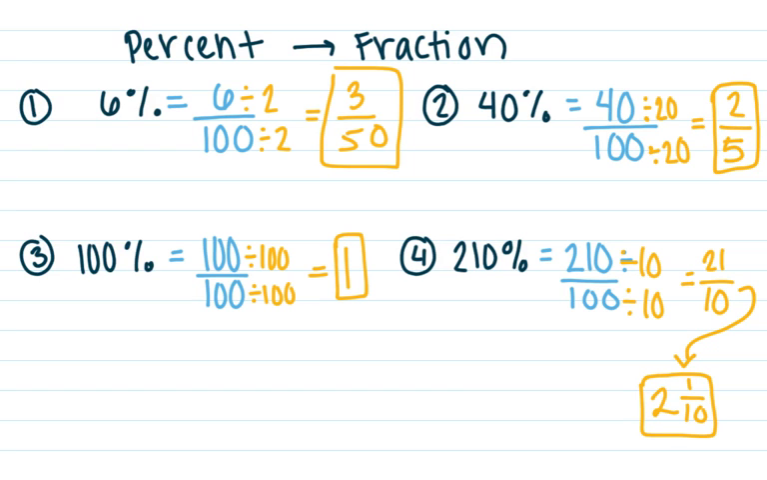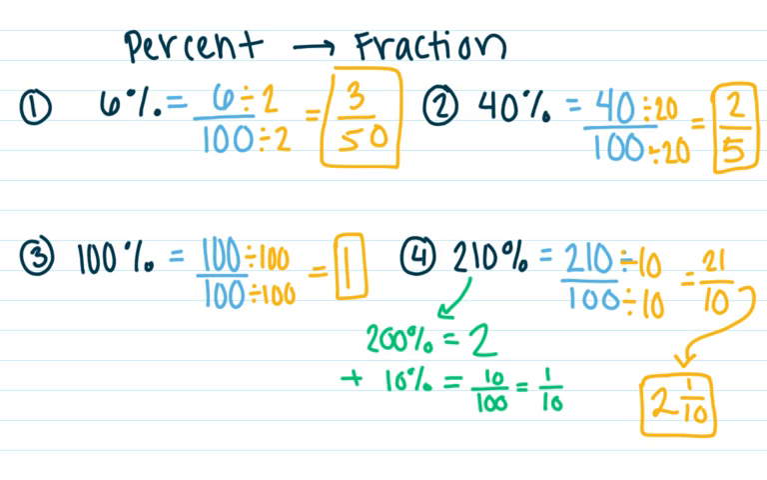Another way to think about this one is if I know that 200% equals 2 wholes, because if 100% equals 1 whole, that means 200% would equal 2 wholes. All I would have to do is figure out what that 10% is as a fraction. It would be 10 over 100, simplified down to 1/10. And so I can get my answer like that as well, 2 1/10. I would just need to write these two things right here together for 2 1/10.